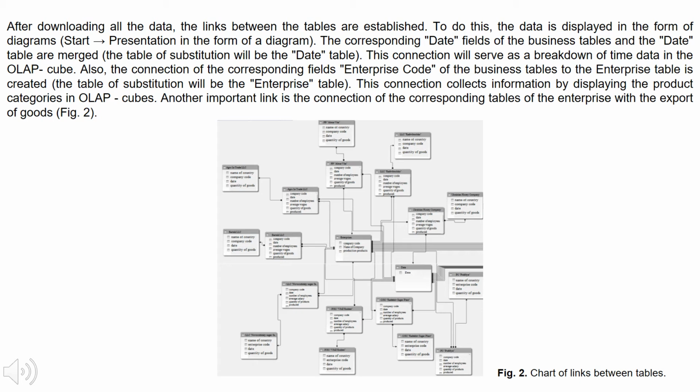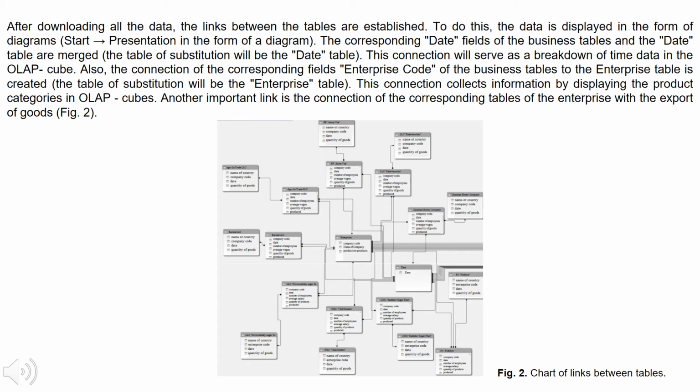This connection will serve as a breakdown of time data in the OLAP-cube. Also, the connection of the corresponding fields, enterprise code, of the business tables and the enterprise table is created. The table of substitution will be the enterprise table. This connection collects information by displaying the product categories in OLAP-cubes.